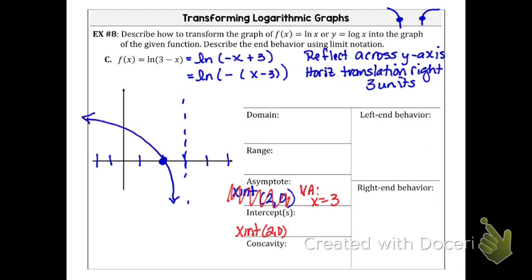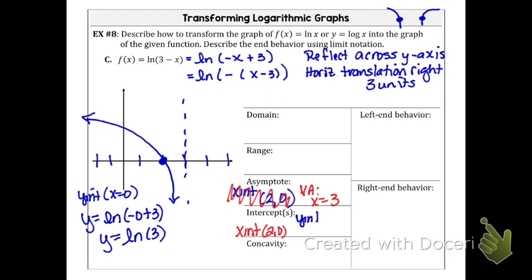that. Which means I can see there that I do have a y-intercept. So I'm going to go ahead and go find it. Remember, for the y-intercept, x is 0. So I have y equals, and it doesn't matter which form we use. I'm just going to use the natural log of negative 0 plus 3. So my y will equal the natural log of 3. So my y-intercept is going to be (0, natural log of 3).